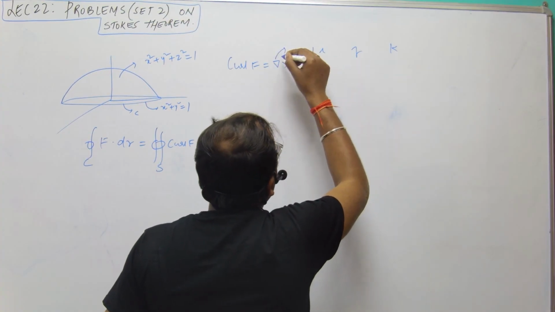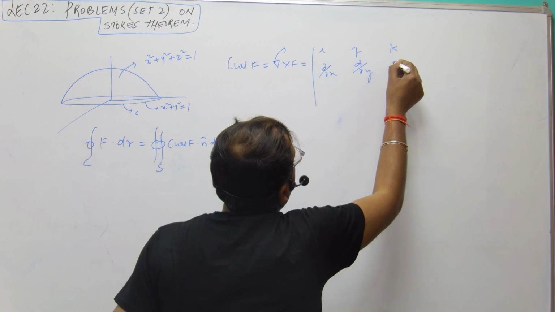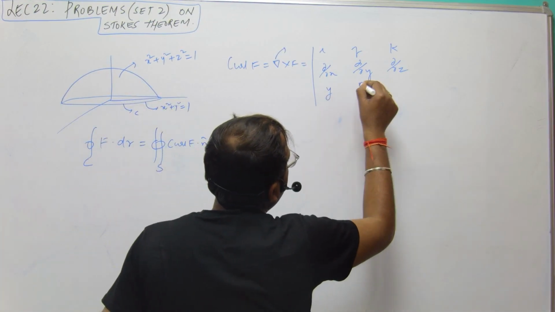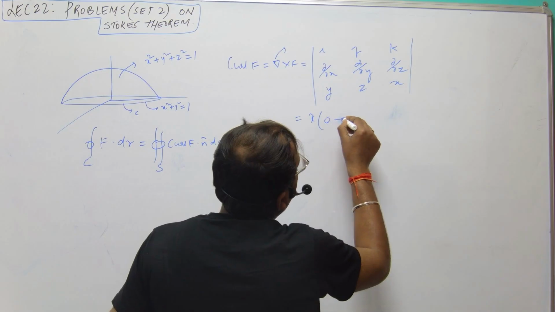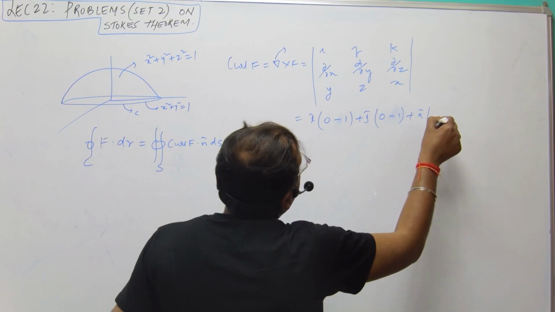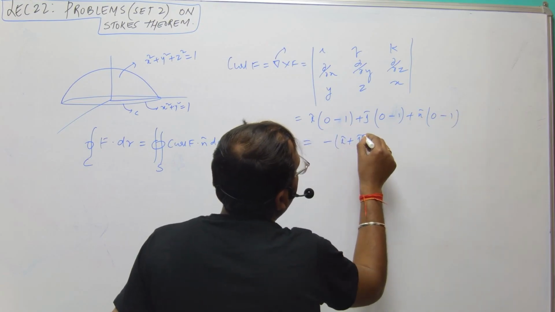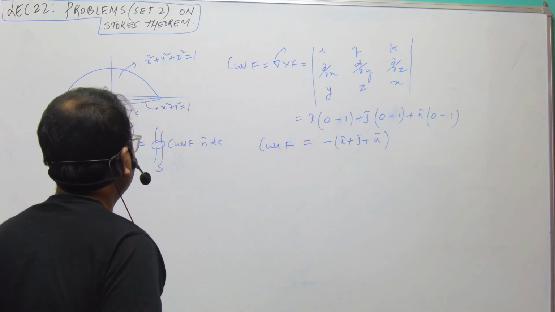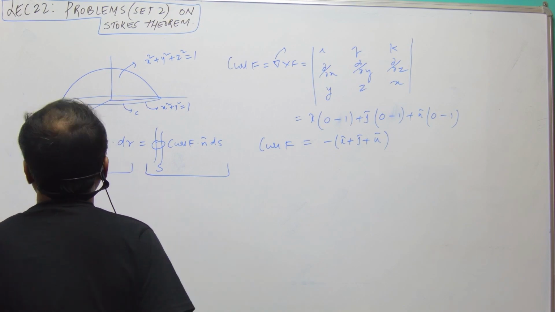Let us write down the components of del: del upon del x, del upon del y, del upon del z, and the components of F are y, z and x. This is equal to i cap (0 minus 1) plus j cap (0 minus 1) plus k cap (0 minus 1). So this is minus of (i cap plus j cap plus k cap). This is the value of curl of F. Now let us find both sides, and if both are the same, then the Stokes theorem is verified.